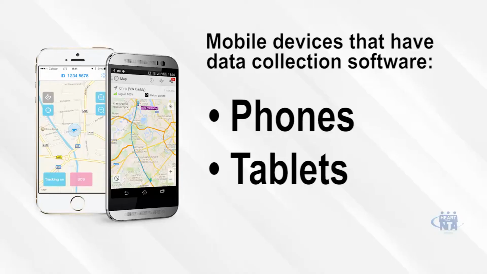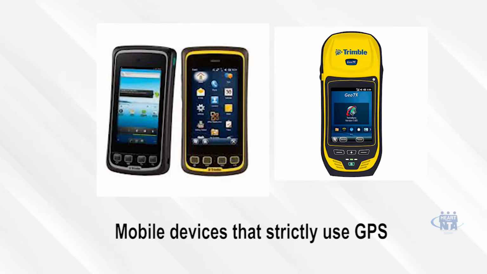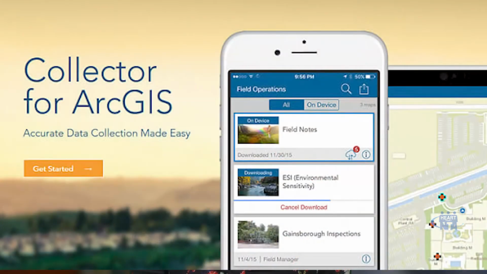As it regards to data collection, using the GNSS technology, you have the option of using mobile devices that have data collection software or mobile devices that are strictly used for the purpose of GIS mapping or GPS mapping. We also have the option to use mobile applications such as the Esri Collector for ArcGIS application. For this demonstration, we'll be using the TerraSync application.